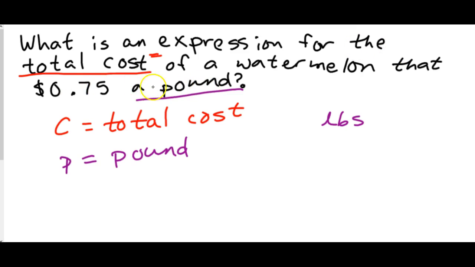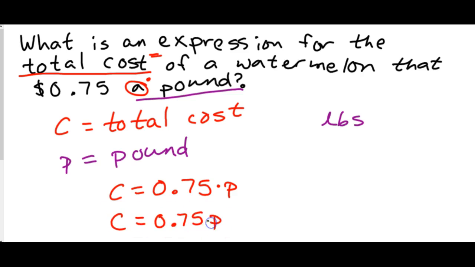So when it says a pound or per pound, this is multiply. So maybe add "a" to your multiplication list. So we have cost equals the 75 cents per pound or a pound, so times P. Again, they're going to leave the multiplication as an assumption. You know there's multiply there, even though it's not written.